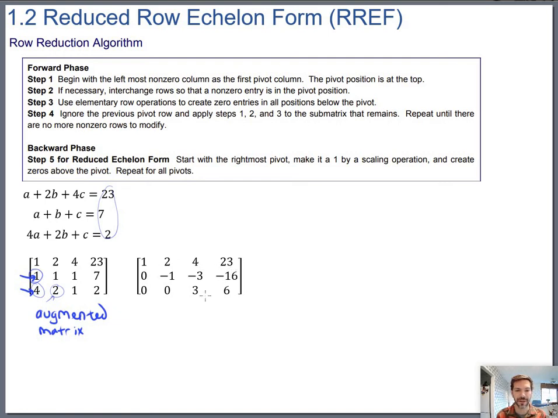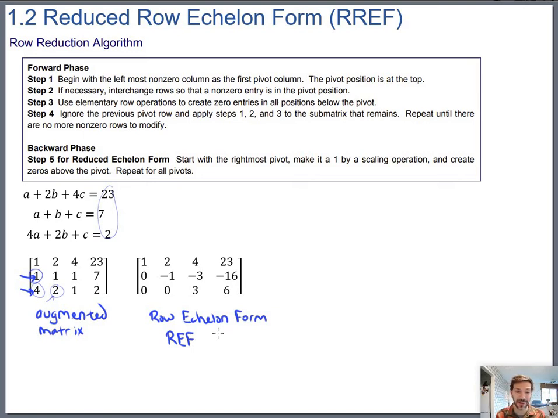Now this form right here, we've done the forward phase. We've done steps 1, 2, 3, and 4. And this is called row echelon form. Echelon just means like stepwise. So it's this idea of this triangular step over and down. Doesn't matter. You'll see some books and some calculators abbreviate this as REF.